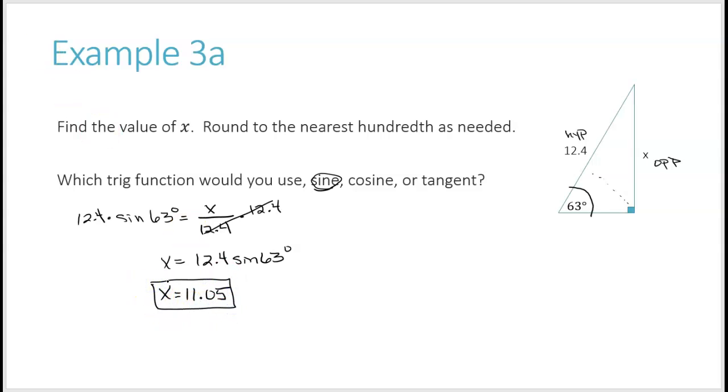So this one works out to be 11.05. I will do the next example on the next video, but you definitely need to watch the second video because it has a little bit different twist to the solving.